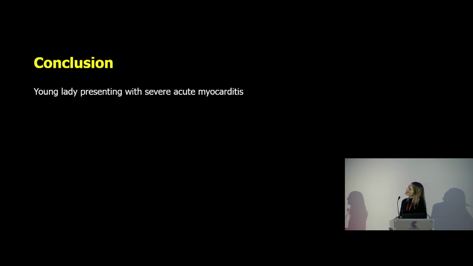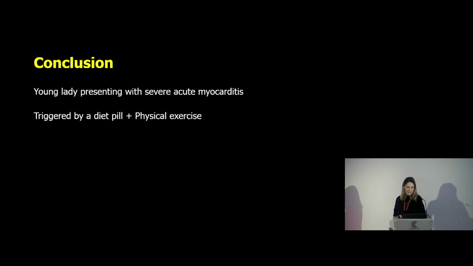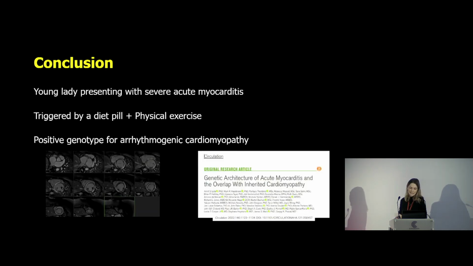So just to summarize, here is a case of a young lady that presents with a very severe acute myocarditis. This was triggered by a diet pill associated with physical exercise in someone with a positive genotype for arrhythmogenic cardiomyopathy. This confirmed the concept that a positive genotype can remain asymptomatic until a hit comes in and triggers the phenotypic expression.